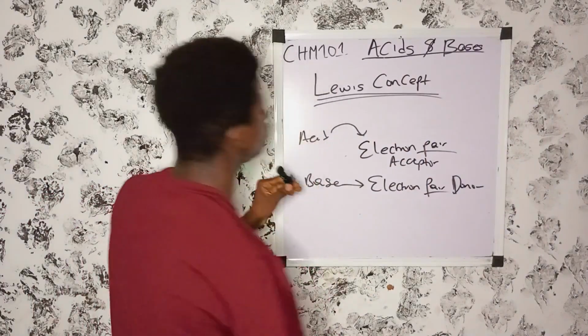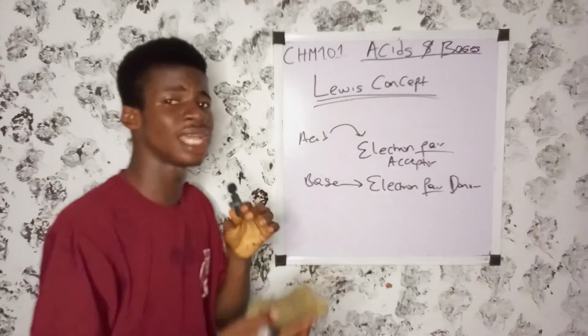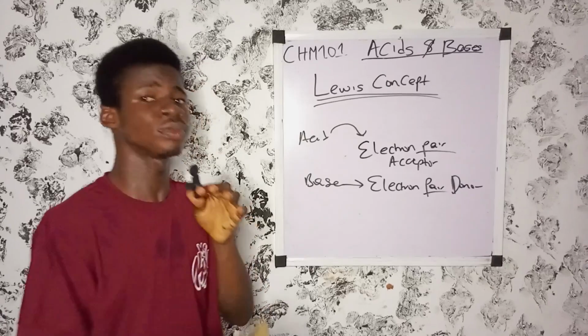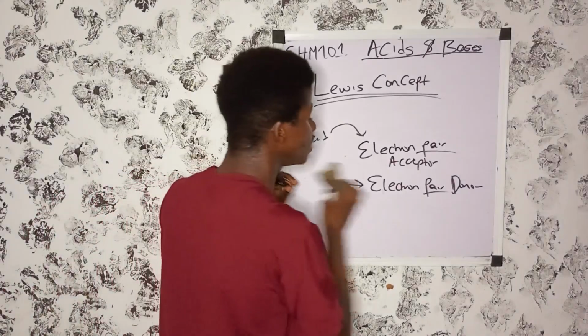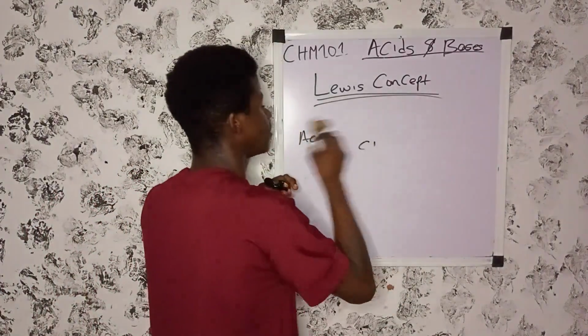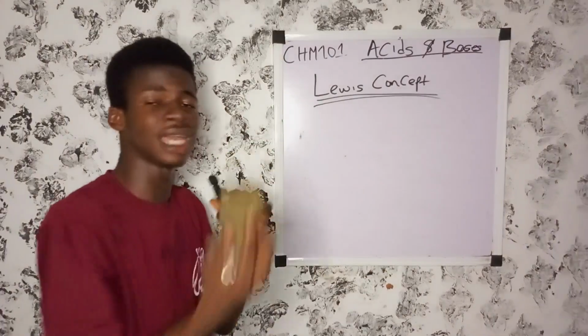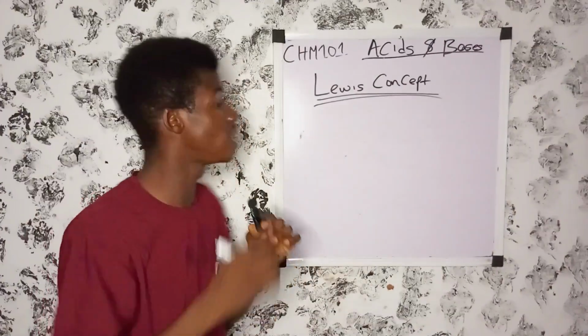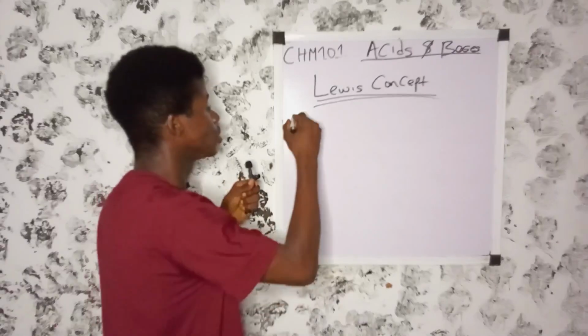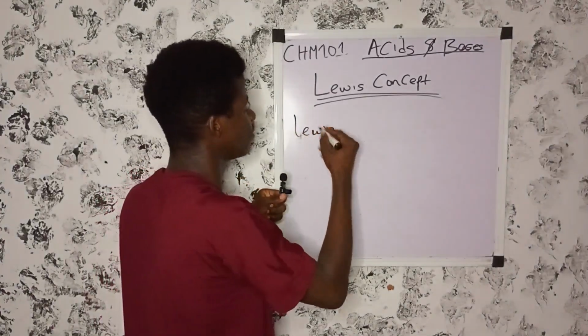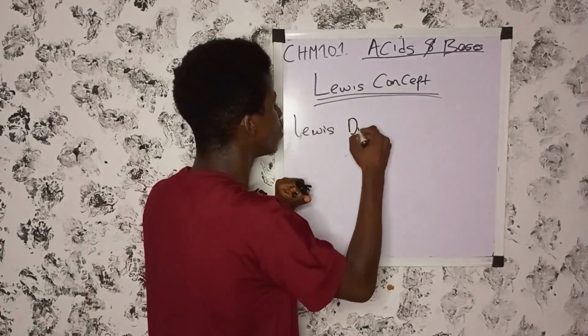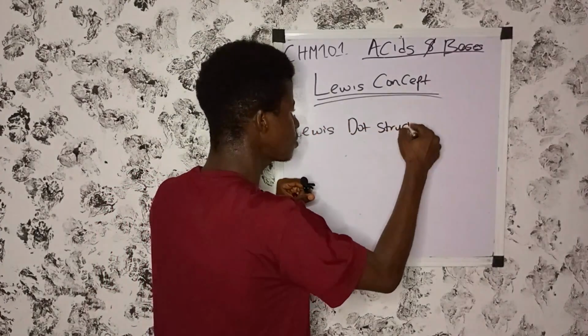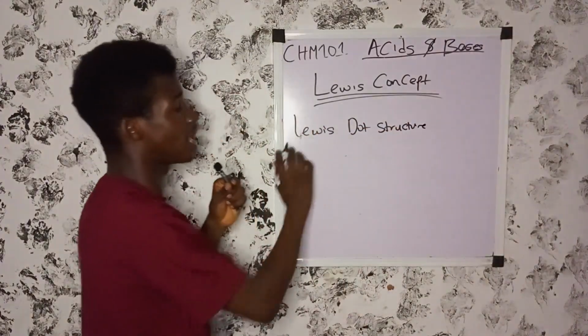Now before I continue, because most students find it difficult to understand this concept, let me take you guys back to O level. This is what we call the Lewis dot structure. You guys need to understand this first before I can continue. Lewis dot structure. This law was stated by Lewis.